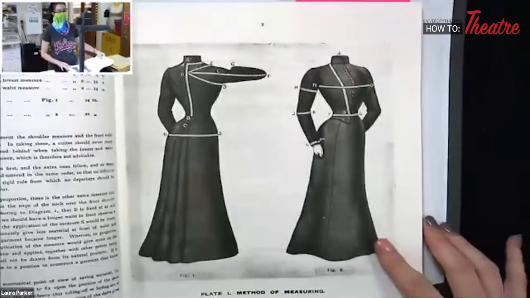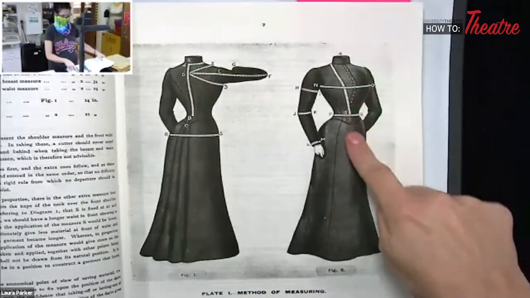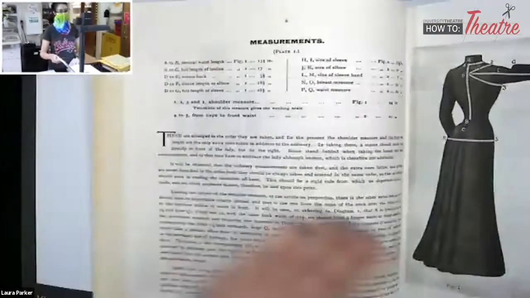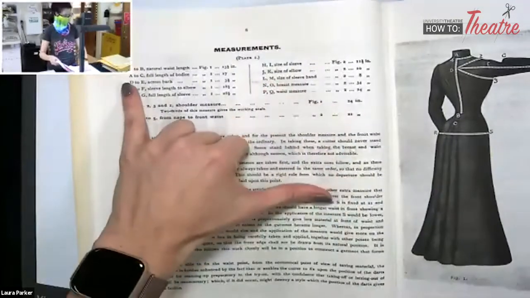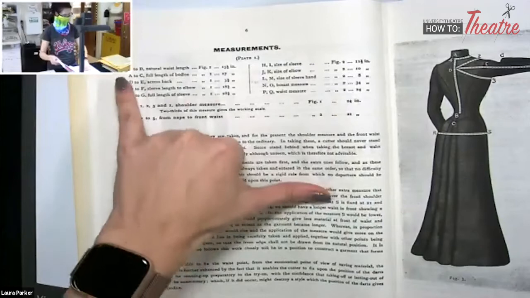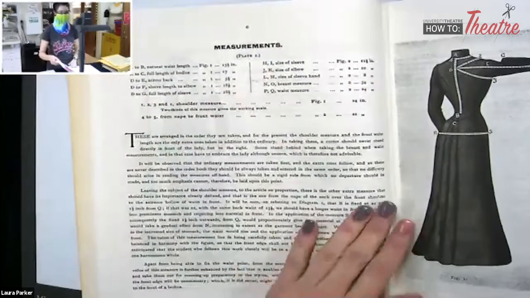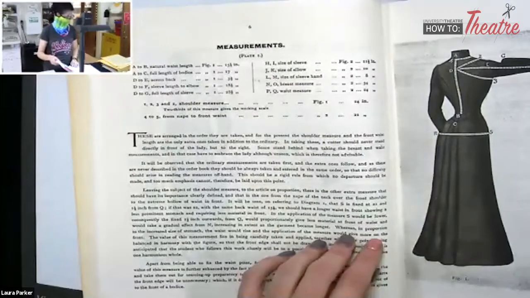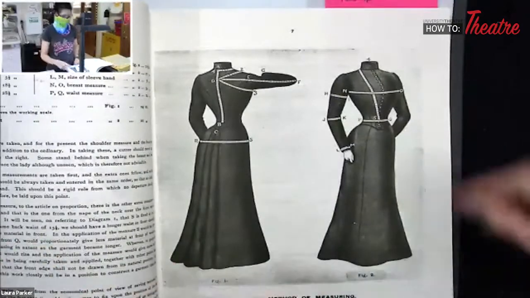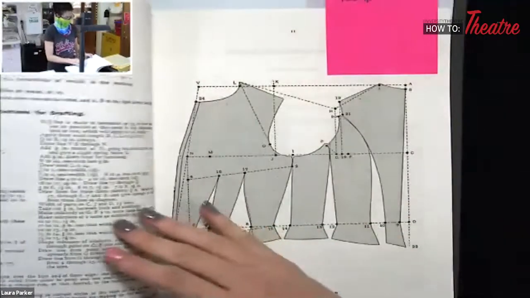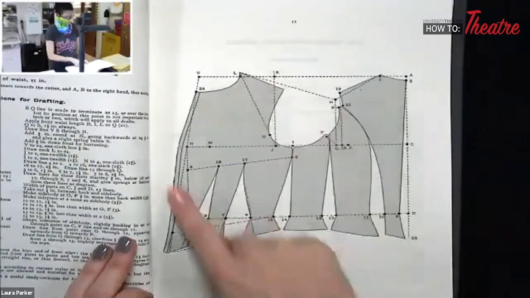So there's an example here of exactly the measurements that they want you to take. And then here's a list of all of the different types of measurements that they want you to take. So measurement A to B is your natural waist length, A to C is the full length of bodice, and so on and so forth. So our Edwardian lady would take all of these measurements, and then she would flip through this book and she would find exactly what she wanted to make. So we're going to just flip to this example here of our bodice.